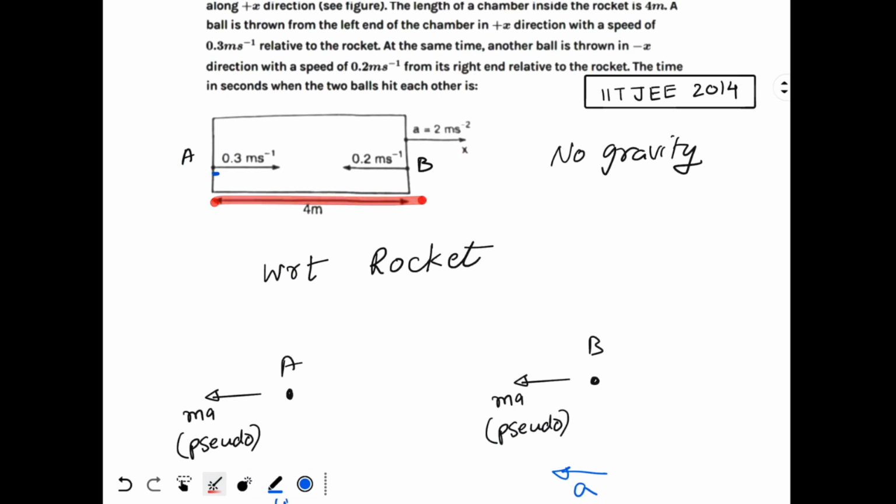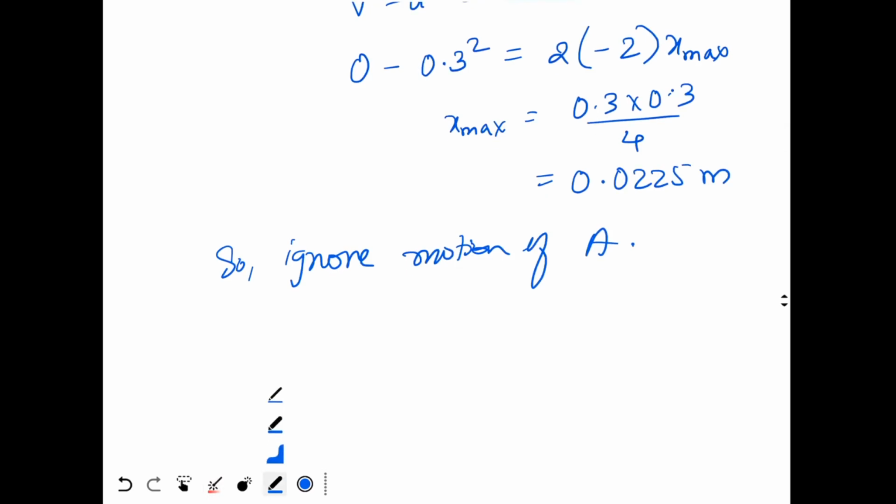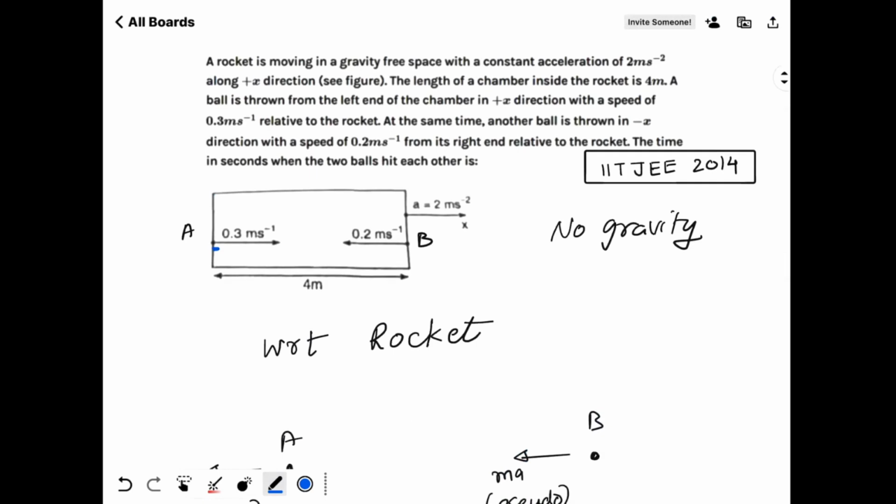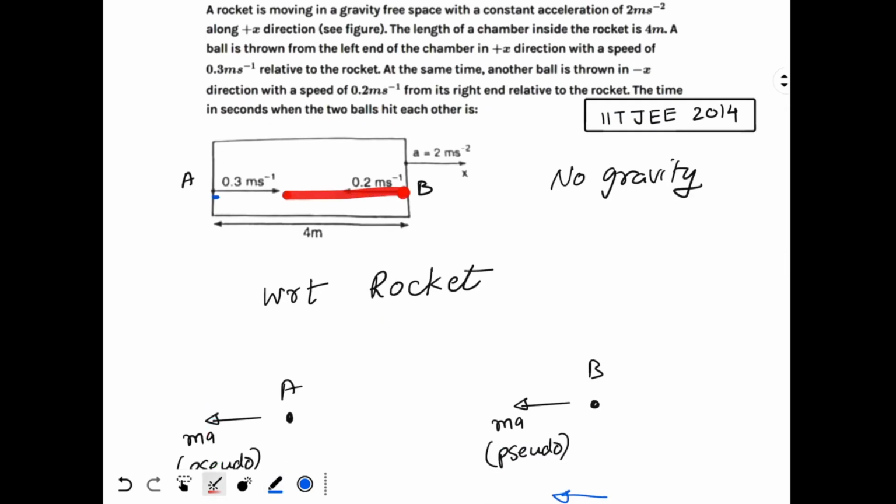That's why we only need to look at particle B. Particle B will collide with A almost near the left side wall. So we just need to find the time taken by particle B to reach this wall. The displacement of particle B will be 4 meter.